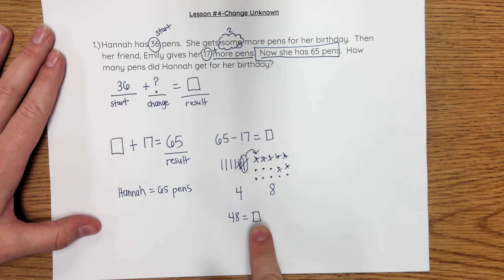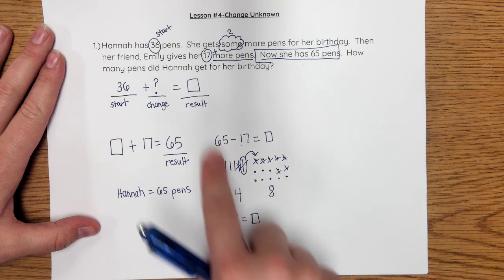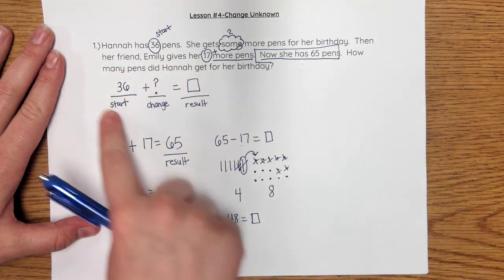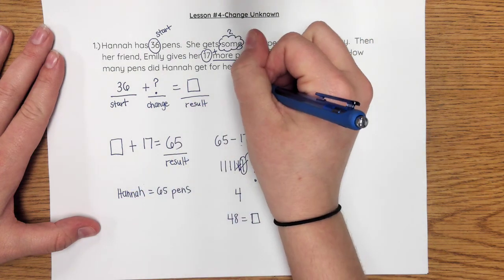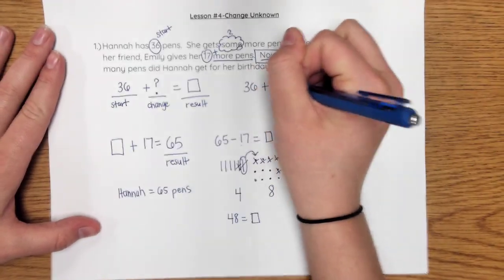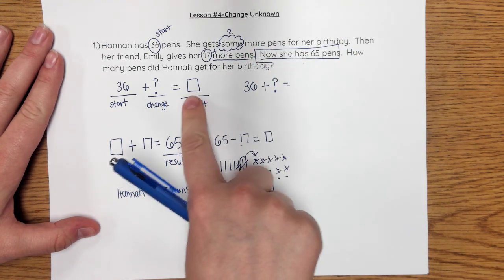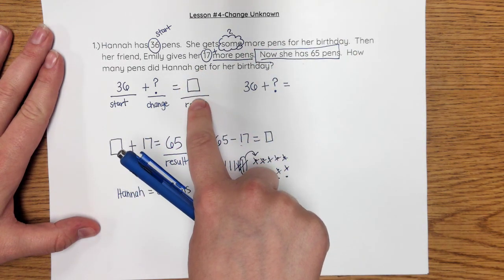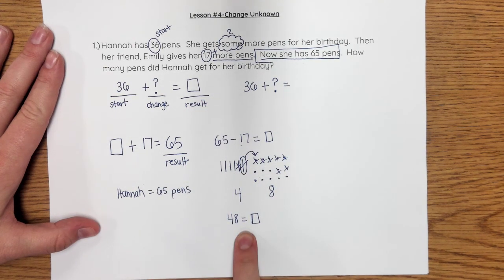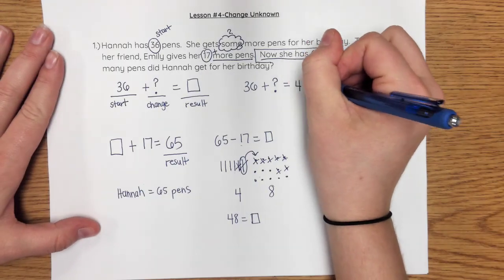So since I know that unknown number, I can now stick it back up here. So if I were to re-stick it here with this one, I know that it would be 36 plus some more pins. I still don't know how many that is, but now I know that this result, this box that was my unknown, I know it's 48. So I'm going to fill that in.